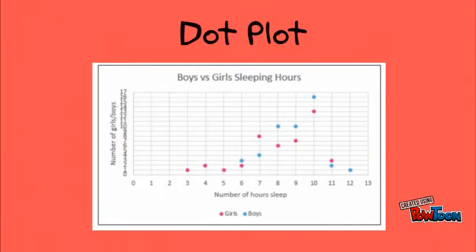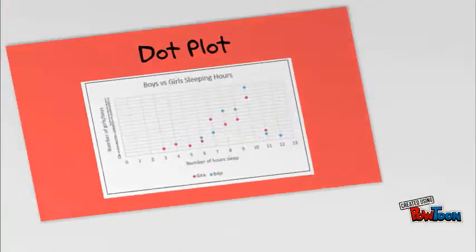This dot plot is an appropriate data representation as it shows how many hours boys and girls sleep on a school night. It is clear to see that most get 10 hours sleep, and it is also clear to see how many boys and how many girls get a particular amount of hours sleep.